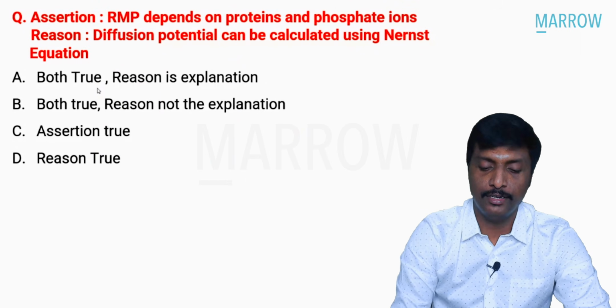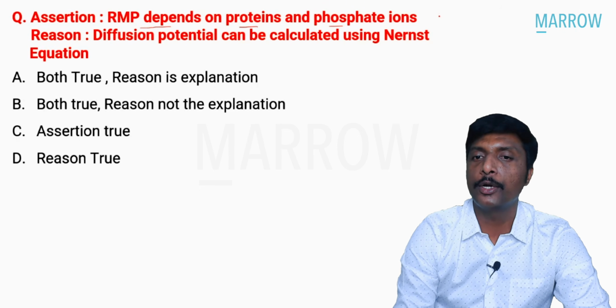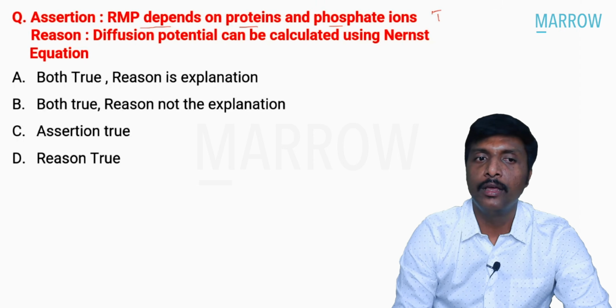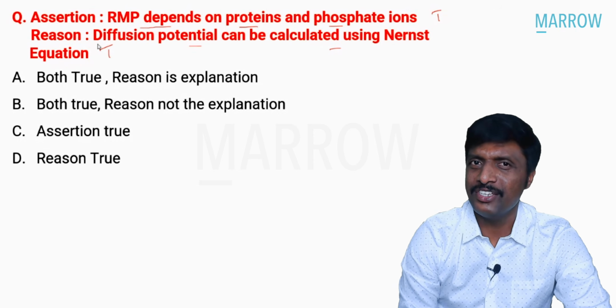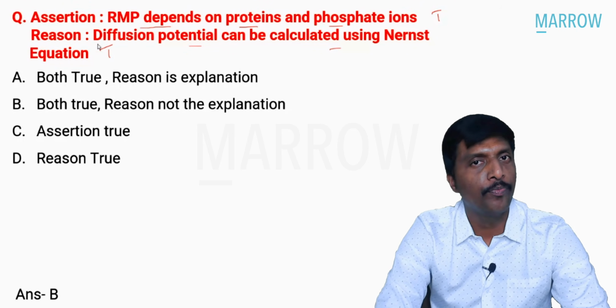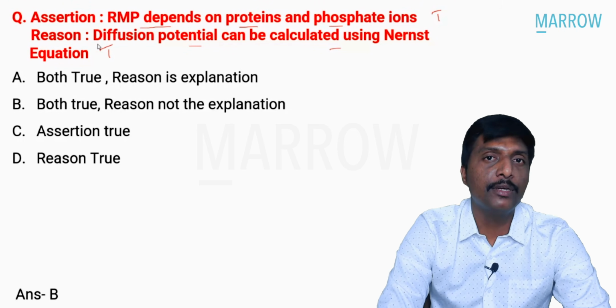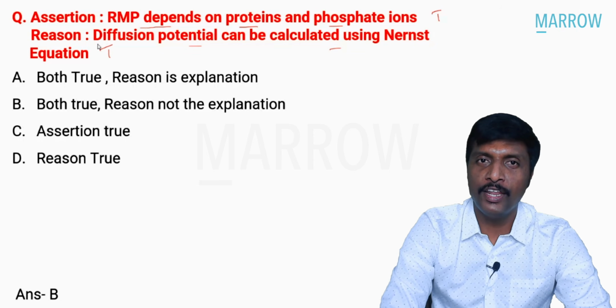Assertion and reason. Resting membrane potential depends on proteins and phosphate ions. True. Reason: diffusion potential can be calculated using the Nernst equation. True. Both are true. But is the reason the explanation for the assertion? Definitely no. Both are true statements. The reason is not the explanation for that assertion. Now look very carefully, guys. Why did we choose this answer?